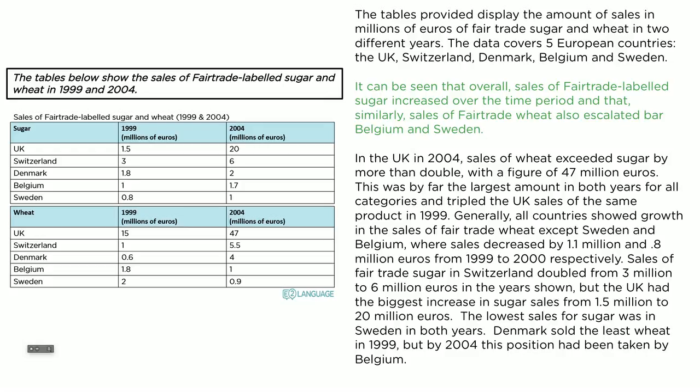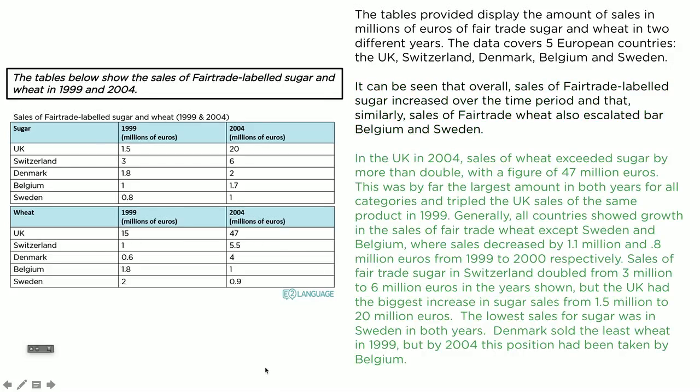And it says, it can be seen that overall, sales of fair trade labeled sugar increased over the time period, and that, similarly, sales of fair trade wheat also escalated, bar Belgium and Sweden, meaning that they all escalated or increased, except for Belgium and Sweden, which you can see here that it went from 1.8 to 1 and 2 to 0.9, while all the others increased.